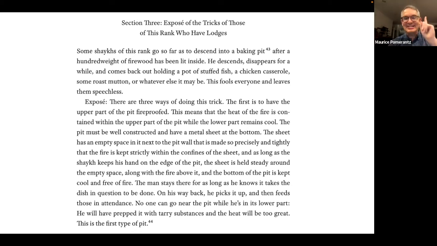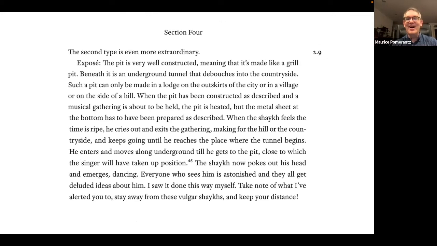And here is the expose. There are three, and the thing I love about Al-Jawahiri was he was an expert in trickery. He's like, there are three ways of doing this trick, like he's an encyclopedia of it. The first is to have the upper part of the pit fireproofed. This means that the heat of the fire is contained within the upper part of the pit while the lower part remains cool. The next one is sort of like to construct a tunnel to, like, you know, it's a crazy sort of story.